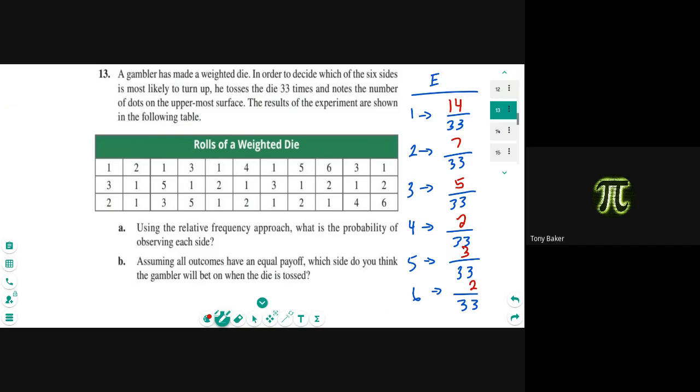Is this an experimental or theoretical? This is experimental. Theoretical, even on a weighted die, would be 1 out of 6. Because it's weighted, it skews way off of what the theoretical would be. And that's how you test things a lot of times.